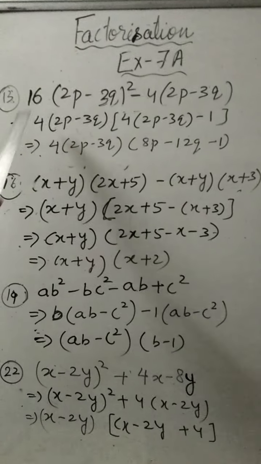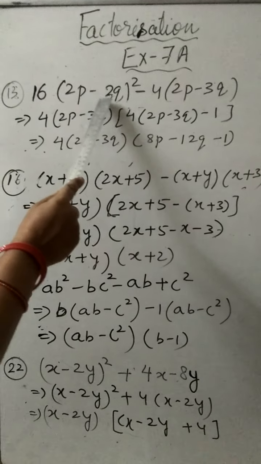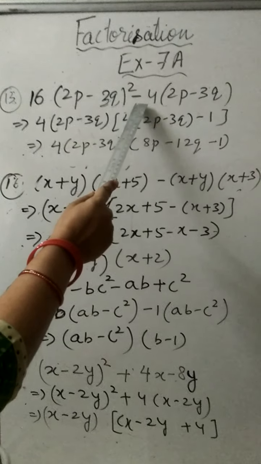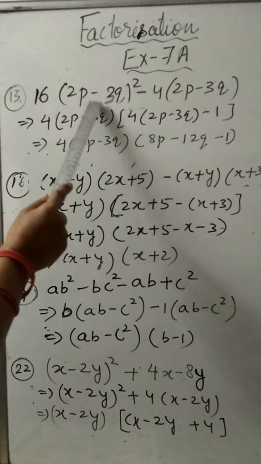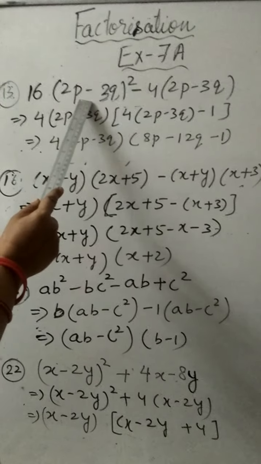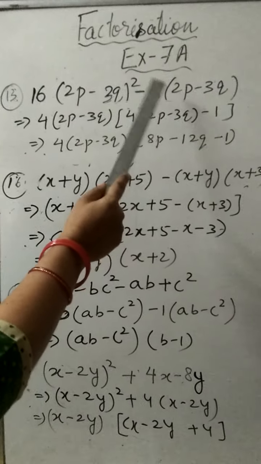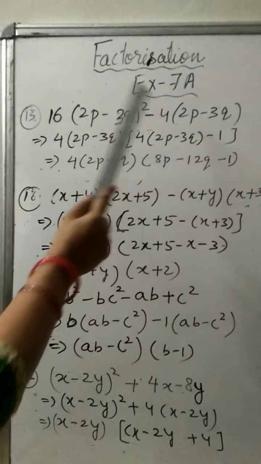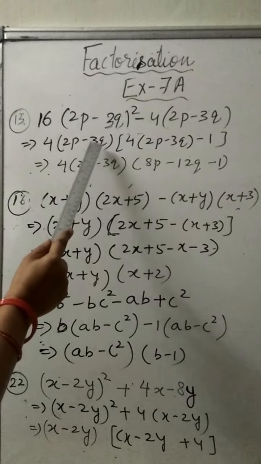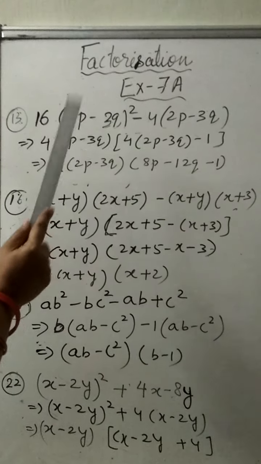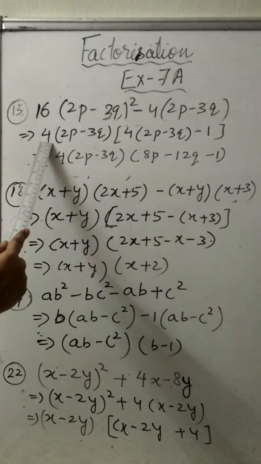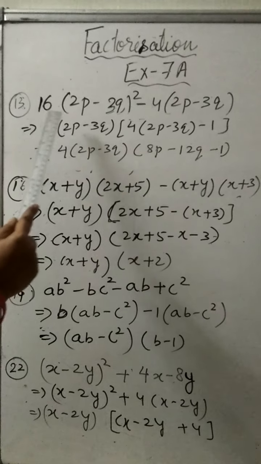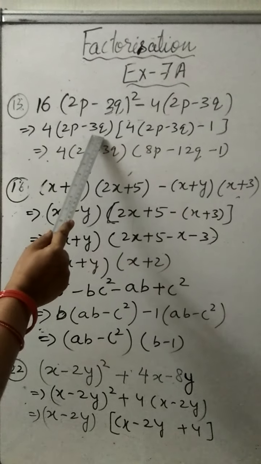Question number 13. 16(2p minus 3q) whole square minus 4(2p minus 3q). That means 2p minus 3q is 2 times here and here 1 time. So we have taken here common 1 time. 2p minus 3q is common. And the HCF of 16 and 4 is 4. So 4 into (2p minus 3q) is common.